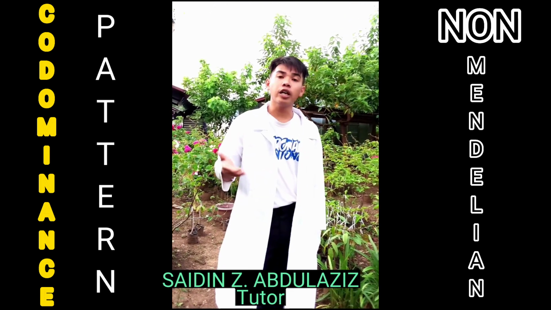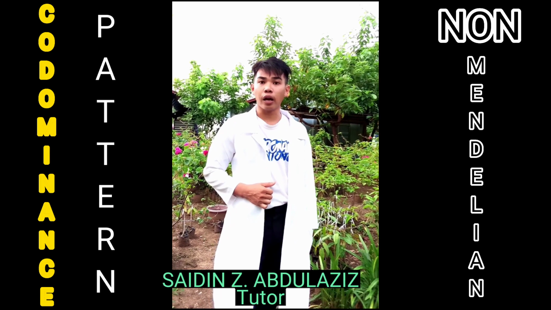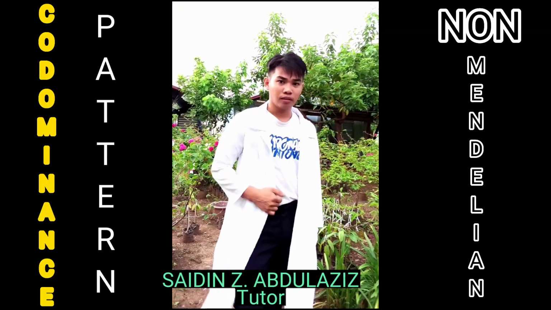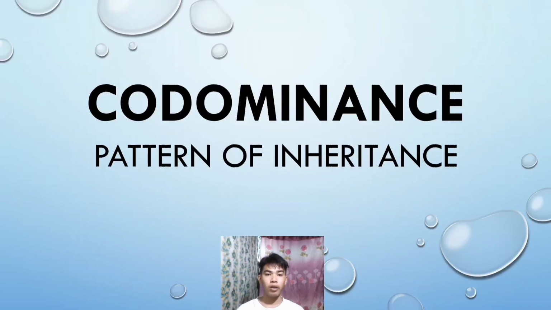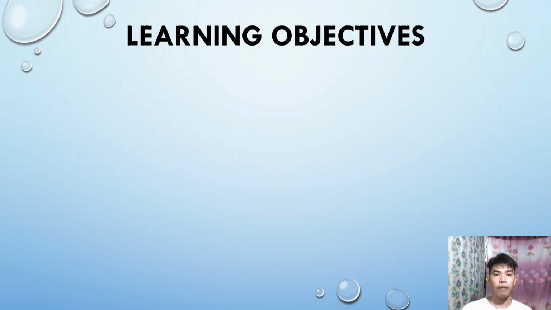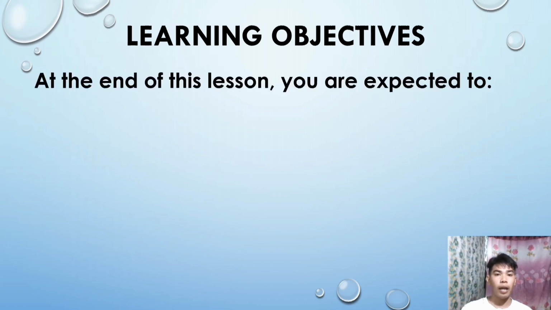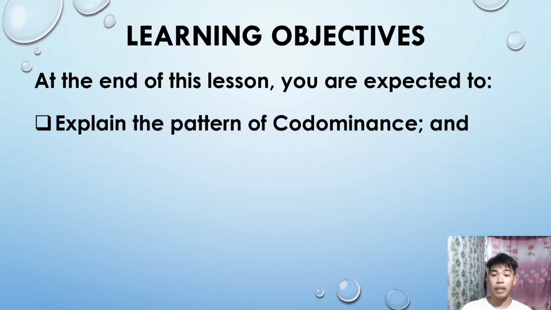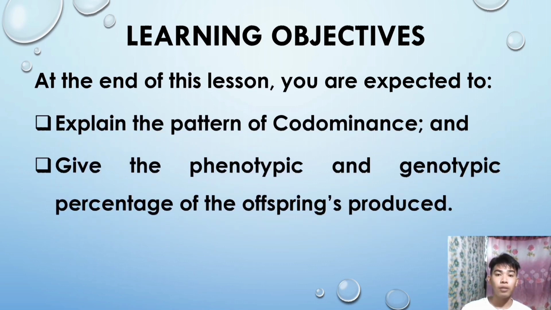In this new lesson, you are going to discover another pattern of inheritance that does not follow Mendel's principle. This time we are going to discuss the codominance pattern of inheritance. In this topic, we have learning objectives. At the end of this lesson, you are expected to first explain the pattern of codominance, and second, give the phenotypic and genotypic percentage of the offspring produced.